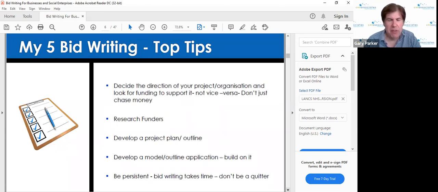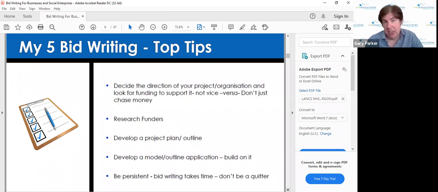From what I can gather, a lot of you are fairly new or small organisations, and this has come from a lot of experience working with organisations. Decide the direction of your project or organisation and then look for funding to support it, not vice versa, because if you just chase money, that's going to be difficult anyway, and you may end up going outside your main focus, and there's a lot of inherent difficulties in this without going into a lot of detail. So it's better to decide on your short, medium and long-term direction and then look for funding to support that appropriately.